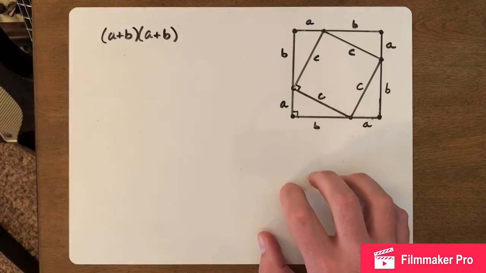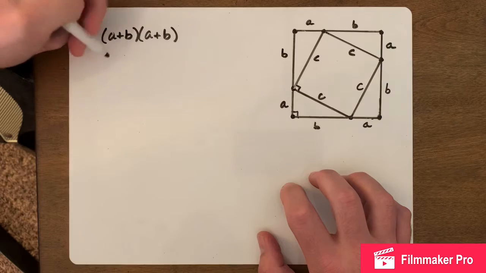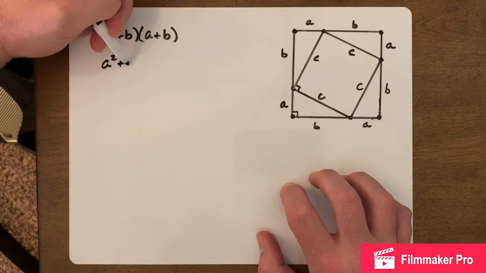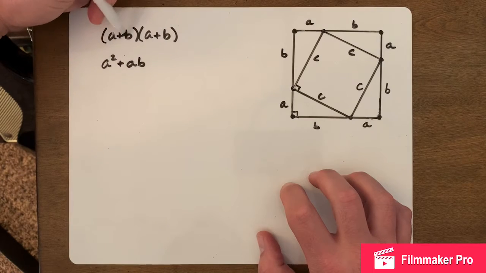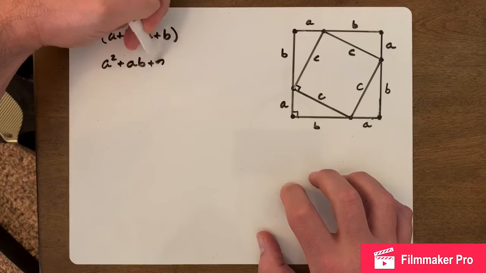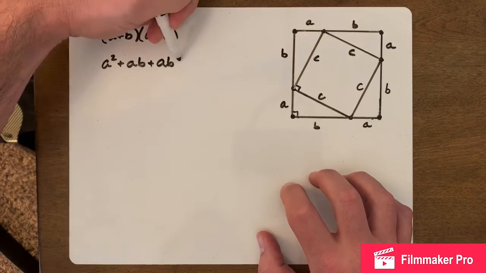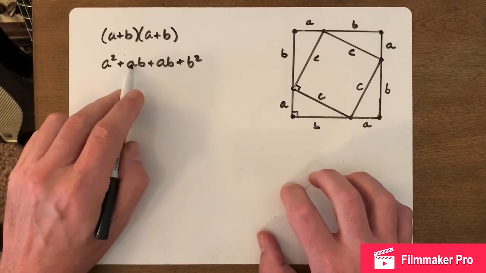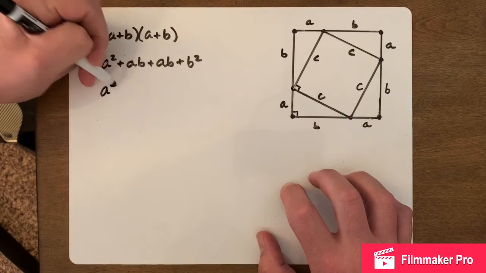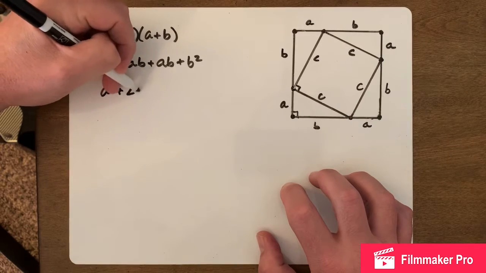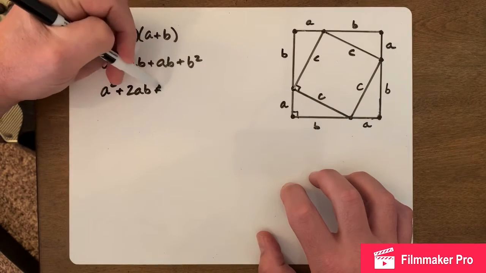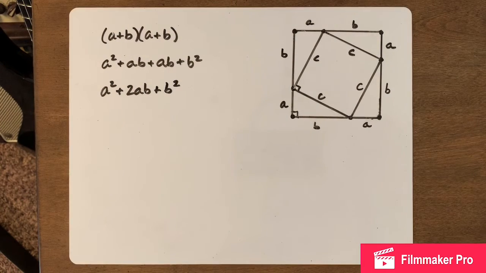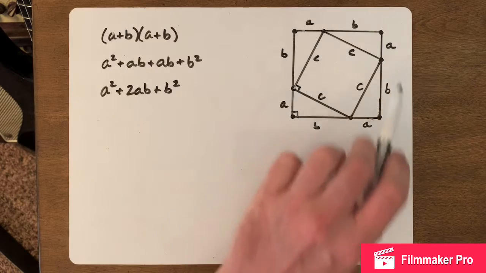Well, if I expand that out, A times A is A squared, A times B is AB, A times B again is AB, and B times B is B squared. These 2 terms right here can be combined, and now I have A squared plus 2AB plus B squared. So that is one way to find the area of this big square.